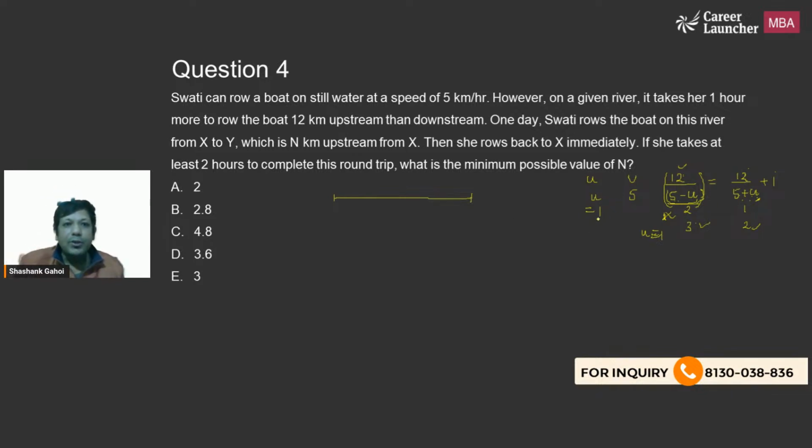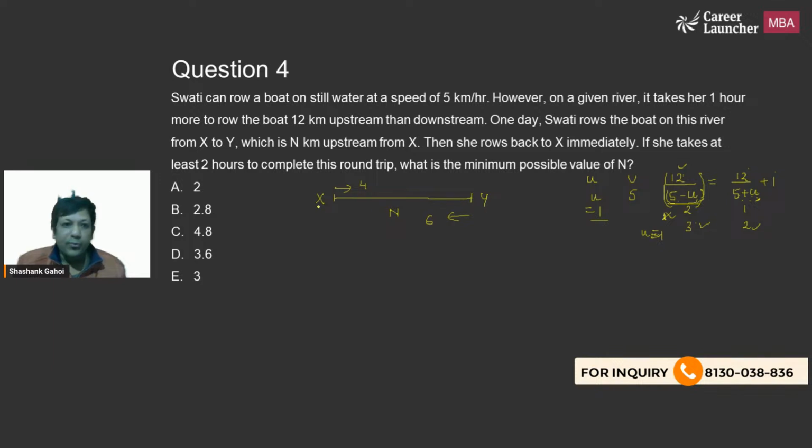So I got the speed of this, and then I got the speed of this. Now what is happening today? X and Y. She is going upstream 10 kilometers. She's going with a speed of 4. She's coming back with a speed of 6.